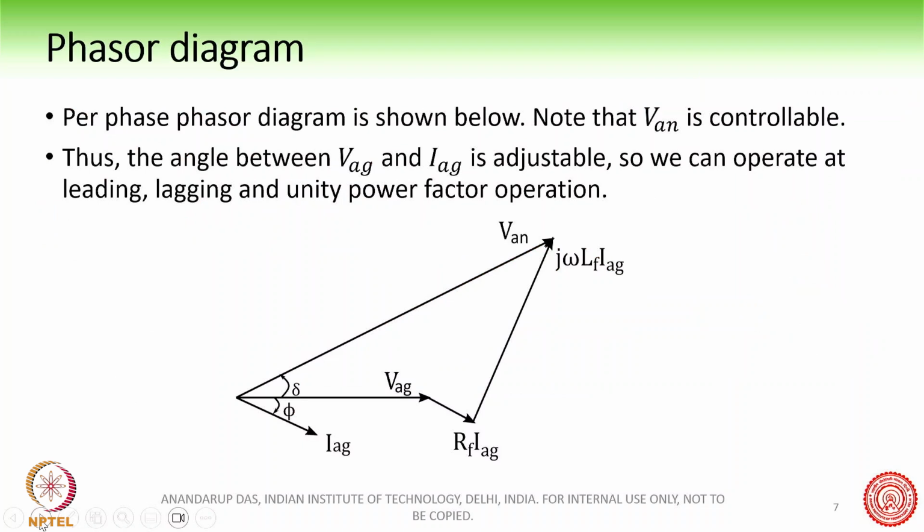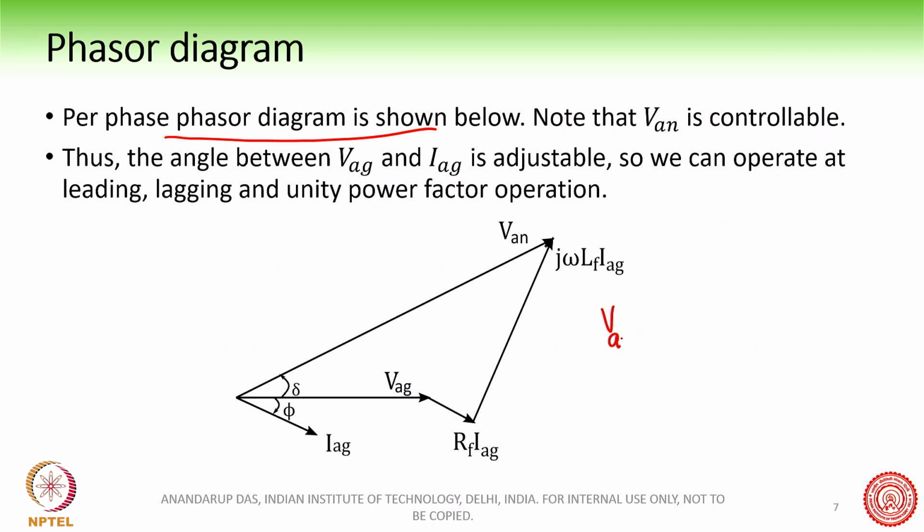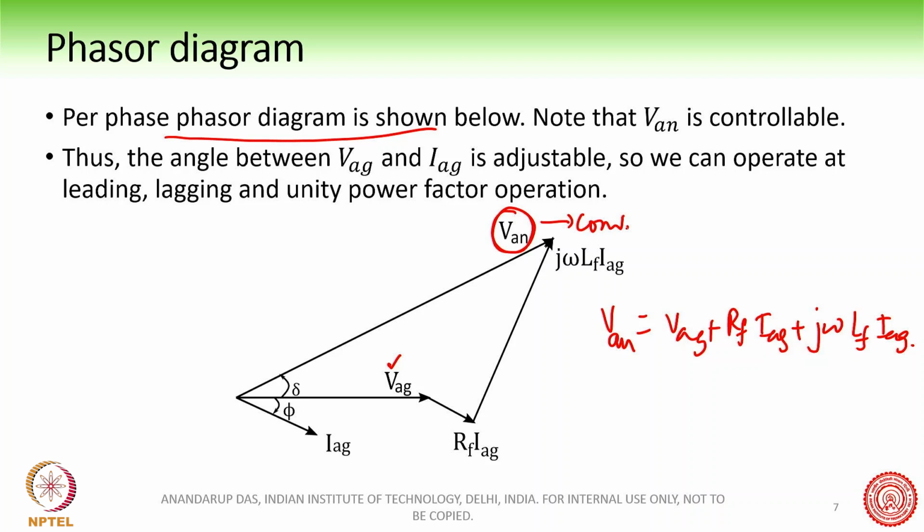Let us see the phasor diagram. The per phase phasor diagram is shown below, and it comes from this equation: VAN is equal to VAG plus RF IAG plus j omega LF IAG, right? So we can draw this phasor diagram here. Here is your VAG, the grid voltage, and this one is the converter voltage. This is controllable.